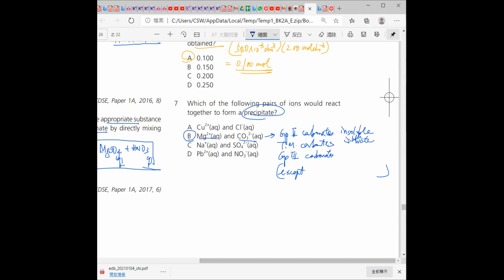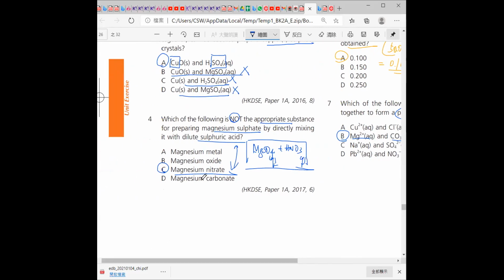Insoluble in water, except what? Group 1 or ammonium carbonate. Can you get my point? So this is what you may know about this. This is magnesium carbonate. This is water insoluble. So the answer is B.